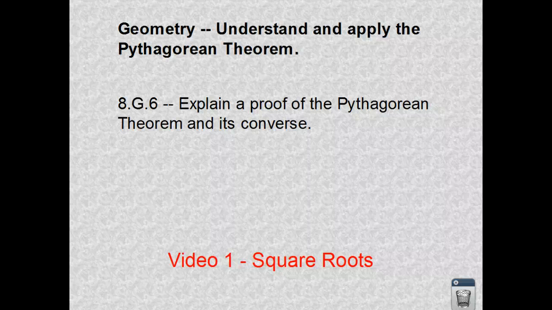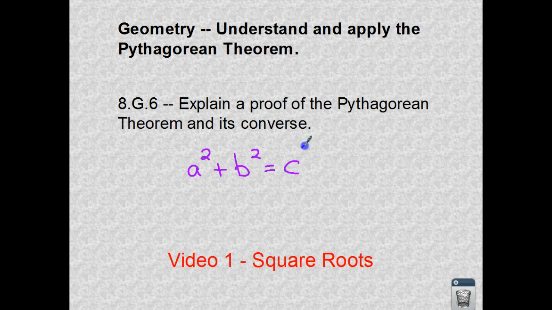Okay, this is 8G6, 8th grade geometry standard 6, video 1, square roots. And we are going to be talking about the Pythagorean theorem and its converse in the very near future, before we get into actually doing the Pythagorean theorem, which is what I have written on the board here.